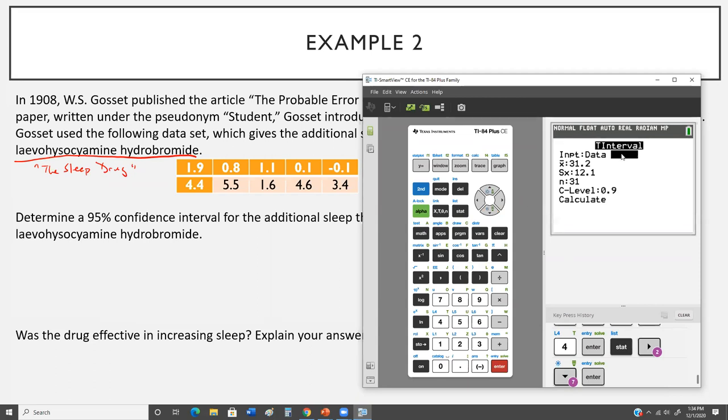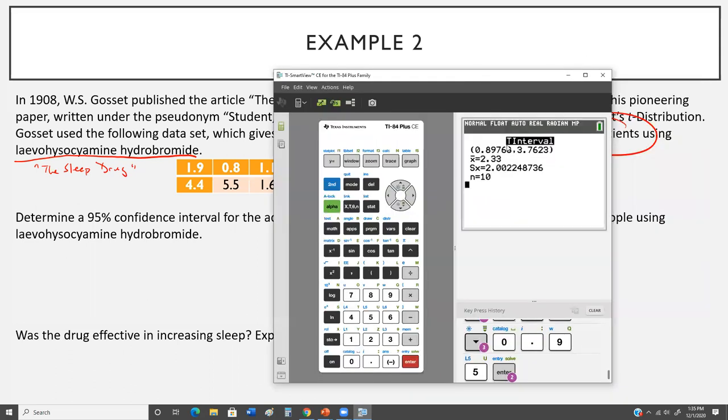Your calculator might still be saved on Stats, but what we want to do is scroll over to Data and hit enter. Then you should see the following. It says List, and you should make sure that you see L1 there, because that's the list we put the data in. Scroll down to the confidence level. I asked for a 95% confidence level, so you have to change that to 0.95. Then go to Calculate, and you should see this.